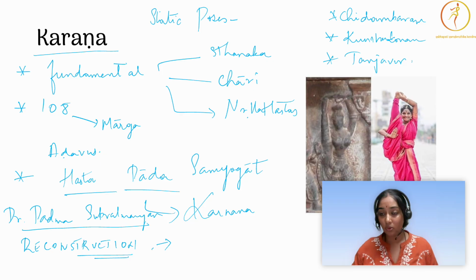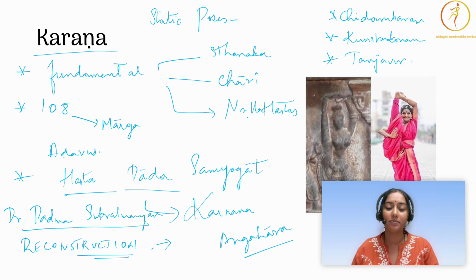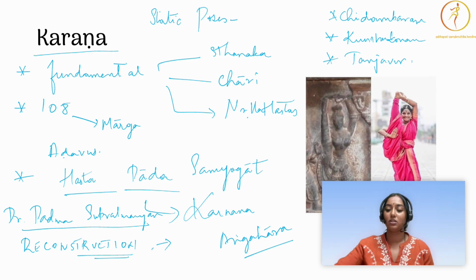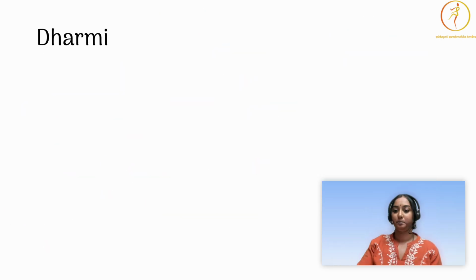Now, what are Angaharas, which is the next thing? Angahara is a group of Karanas, or a series of Karanas done. Think of it like a korvai. A series of adavus is called a korvai, a series of Karanas is called an Angahara.